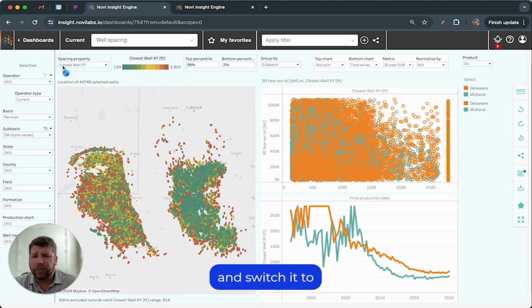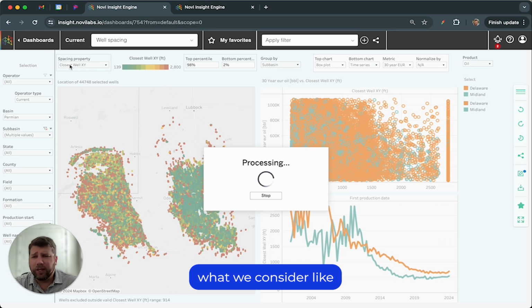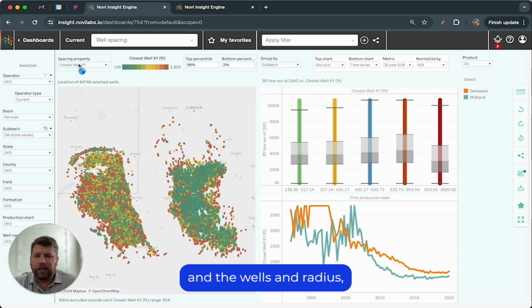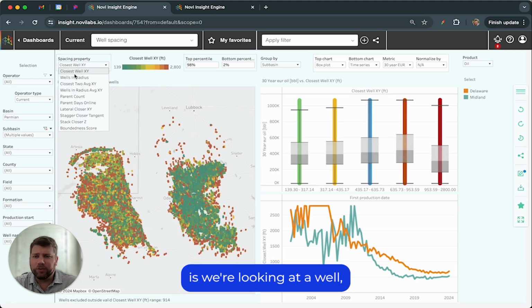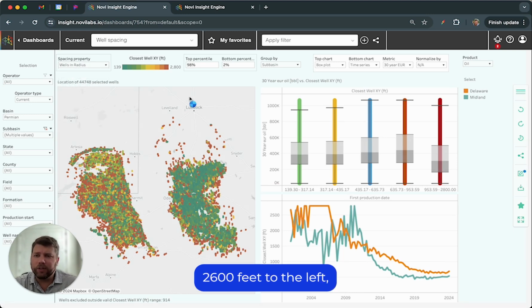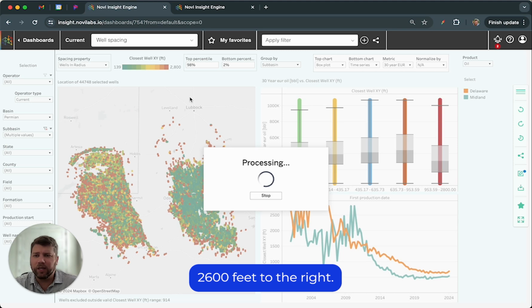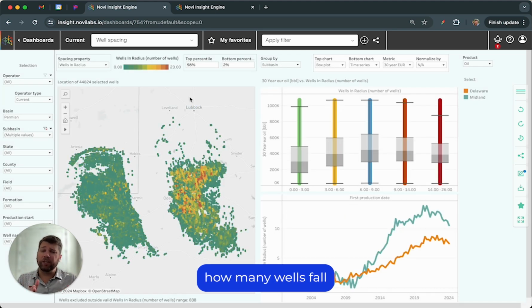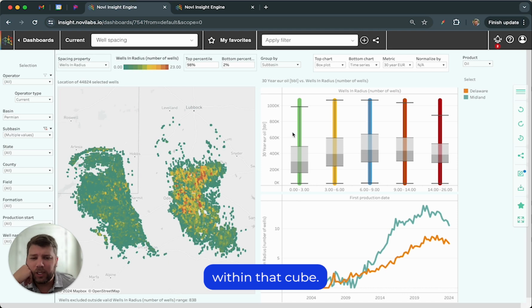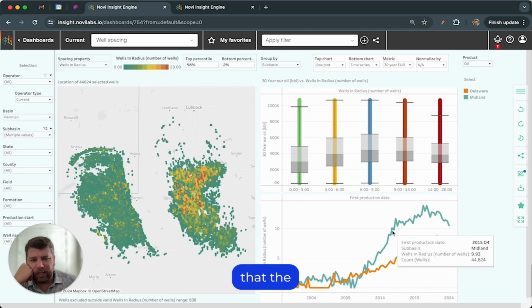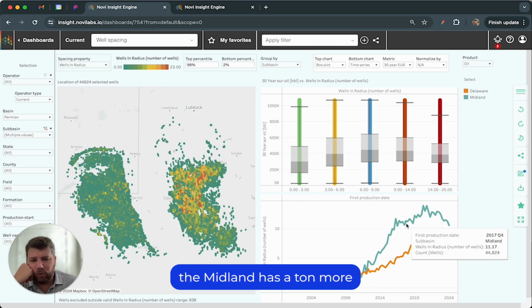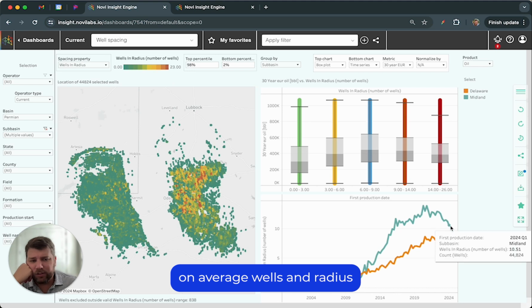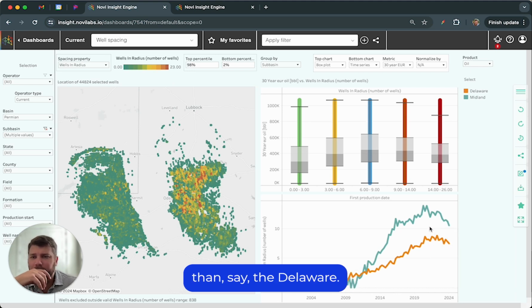The other thing that I would say is when we switch this over, we'll go ahead and switch it to what we'd consider a wells per section. We call it wells in radius. All we're doing is looking at a well and going 2,600 feet to the left, 2,600 feet to the right. So in other words, a square mile, and we're counting up how many wells fall within that cube. You can see really quickly that the Midland has a ton more wells in radius on average as we march through time than, say, the Delaware.